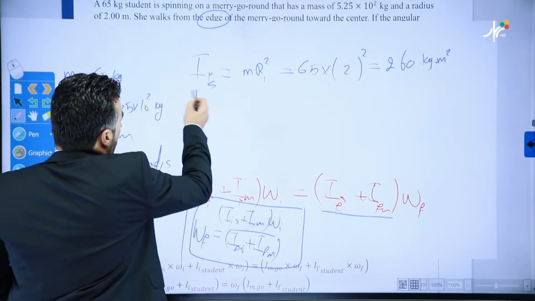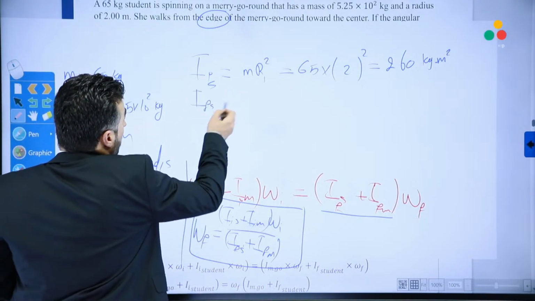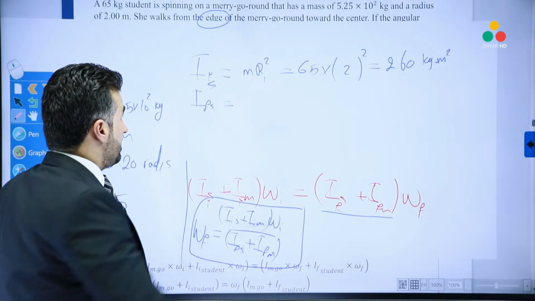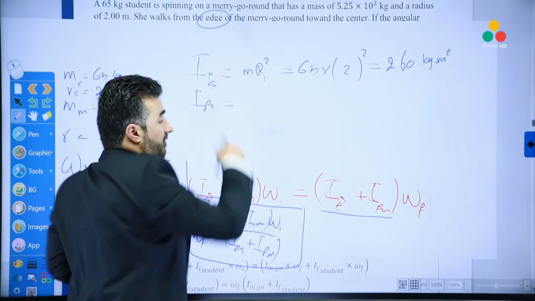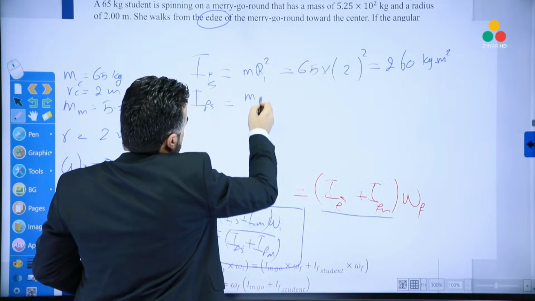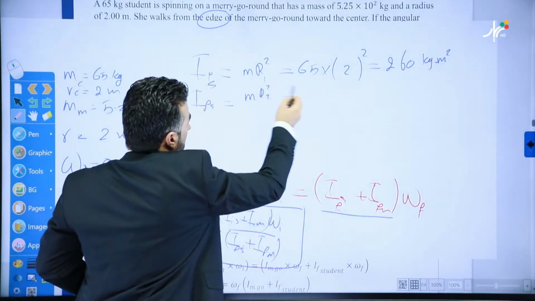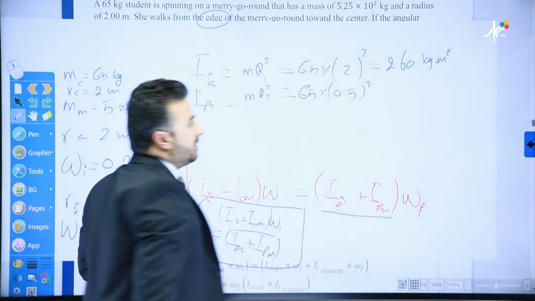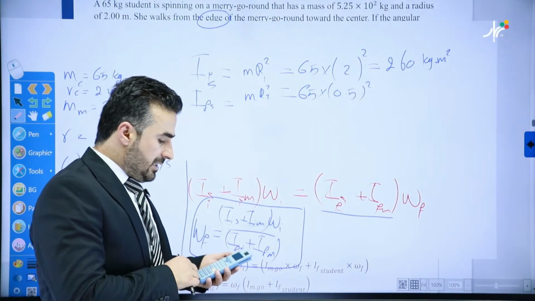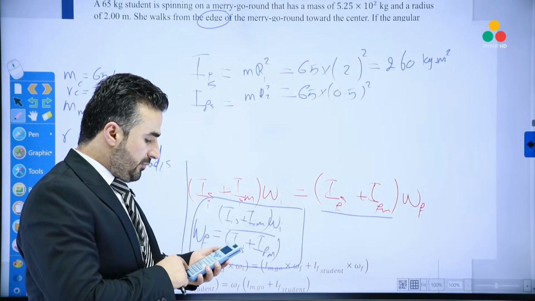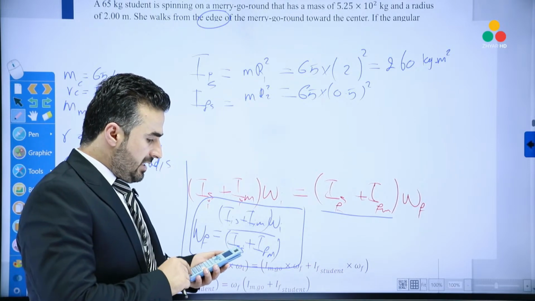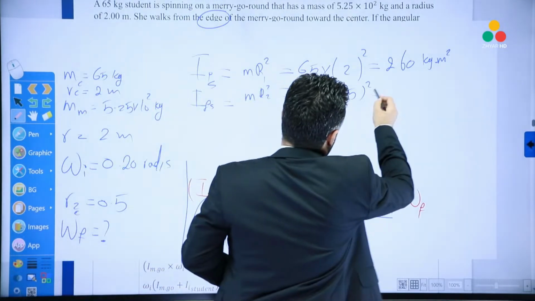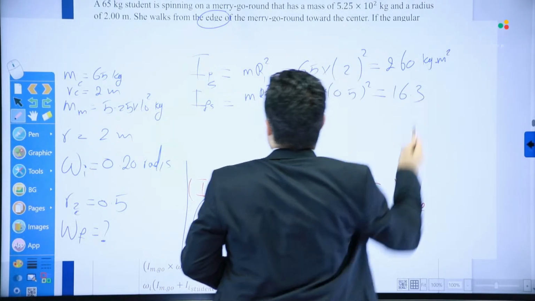Okay, what about the final? Why the final? Because she's going to walk closer to the center, so the radius will change, which means the moment of inertia will change. So once again, mass times r squared equals 65 multiplied by the radius this time, which is just 0.5. Don't forget the square. So 65 multiplied by 0.5 squared, the answer will be 16.3.